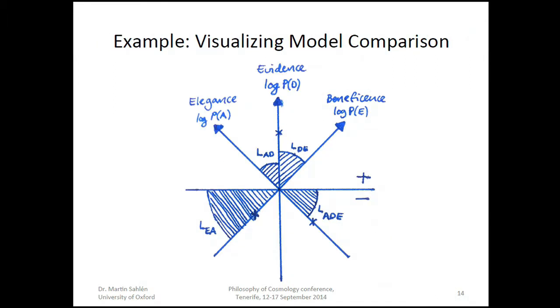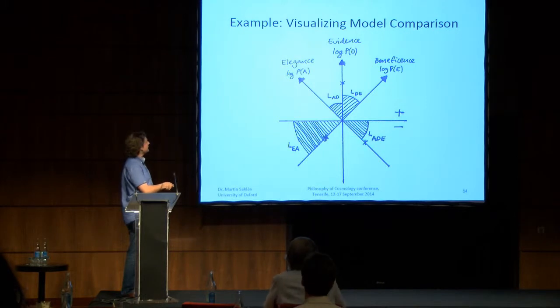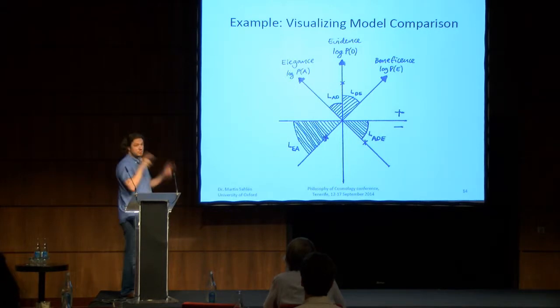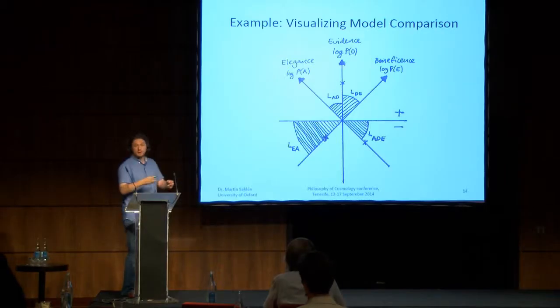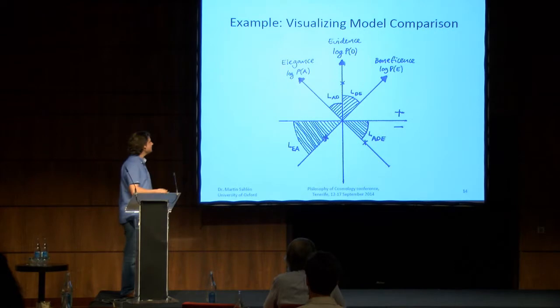So I've just tried to construct some publicity images, which might give an idea of how this could work in practice. You'd calculate these individual evidence, elegance, beneficence values plotted along some axis here, and then you could compute the two-dimensional ones, these areas here, and then the three-dimensional one, and then relate those to each other and see what they tell you about your model in comparison to the other, of course, in this case.